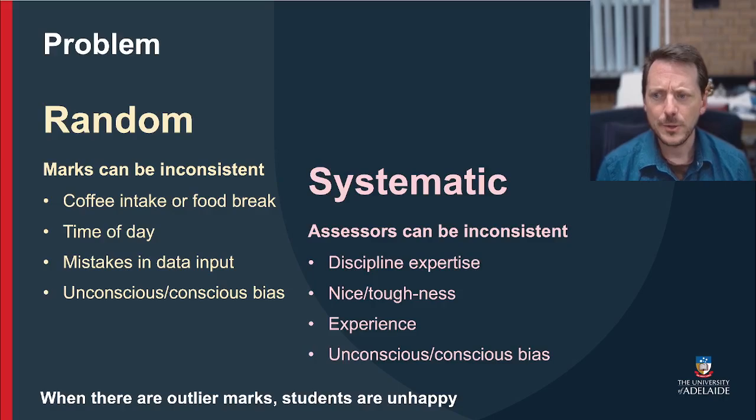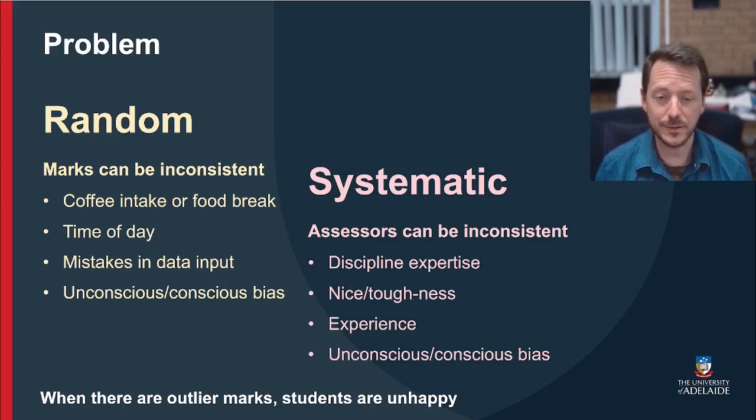So the random errors, there's not very much that we can do about. If an academic has just had coffee or a food break, then they might be feeling a little bit happier. Or if it's mid-morning and they're on a bit of an energy high, then they might be giving higher marks than if they need some coffee or some food, or if they're falling asleep at the end of the day. Of course, regardless of how carefully we construct the forms, people always make small mistakes when they're putting their marks into online forms.